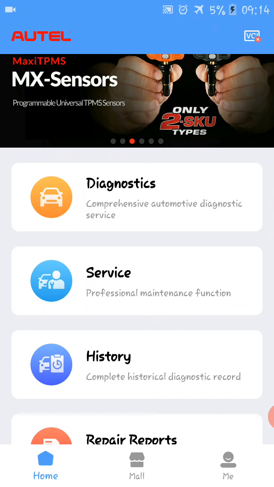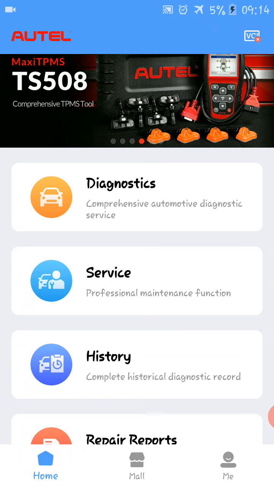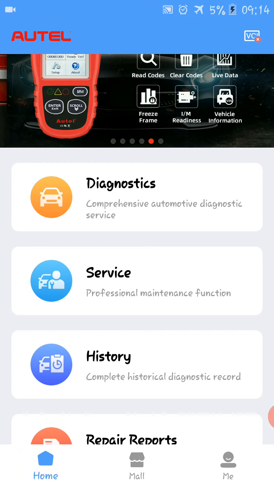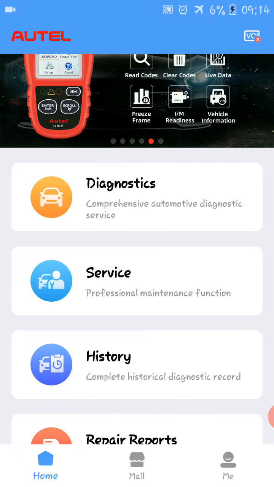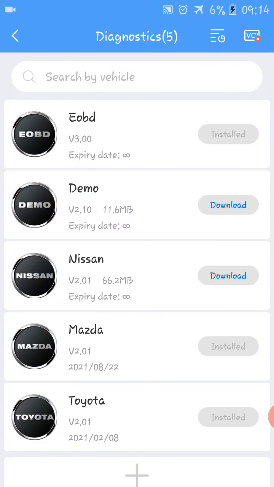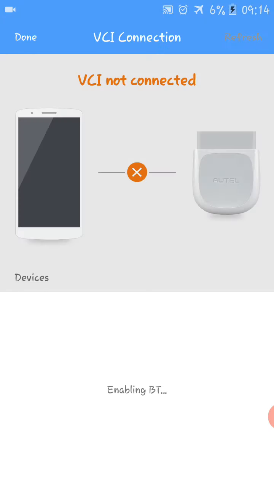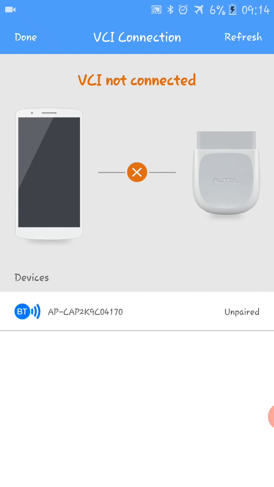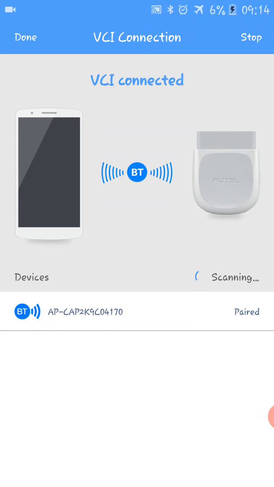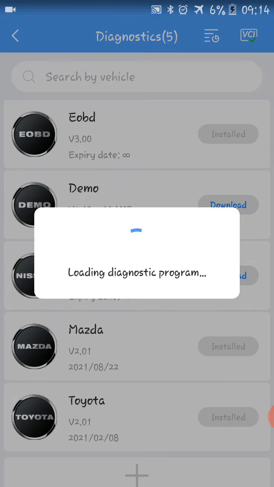So I'm using Autel AP 200 for this video. So let's start with diagnosis. It's a Toyota, connecting to the device. Scanning. Okay, it's connected.